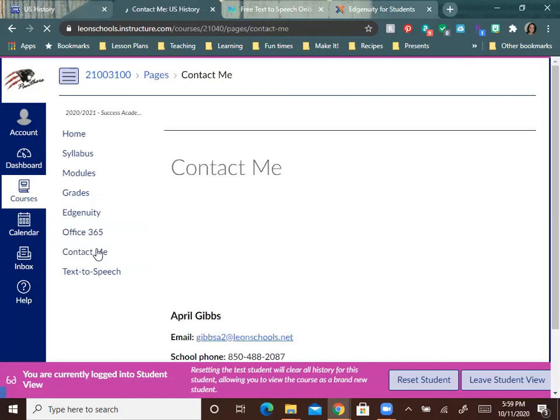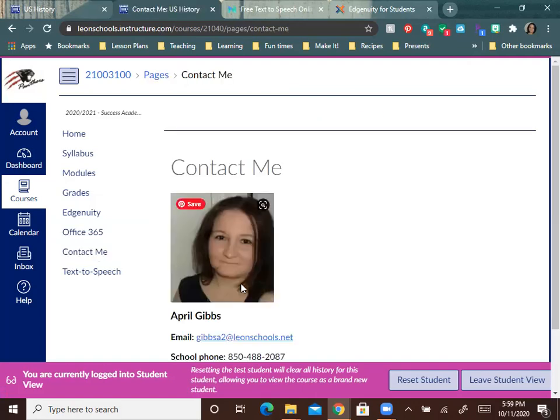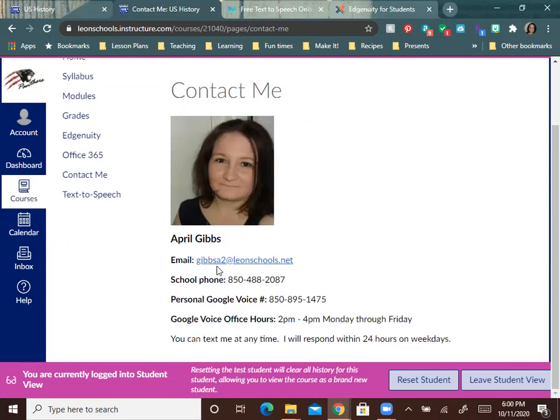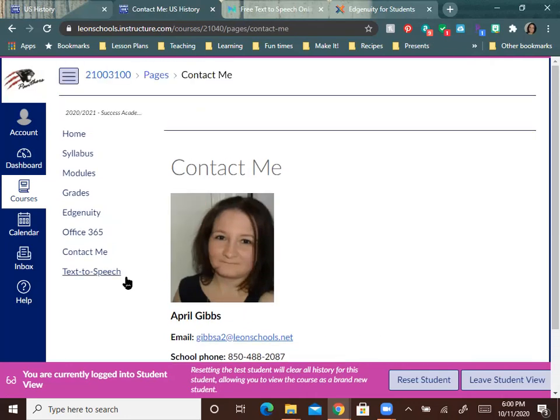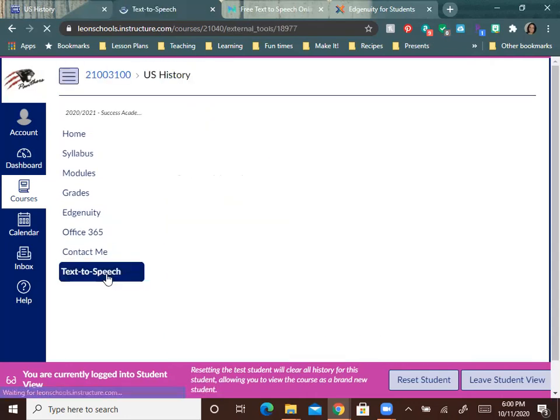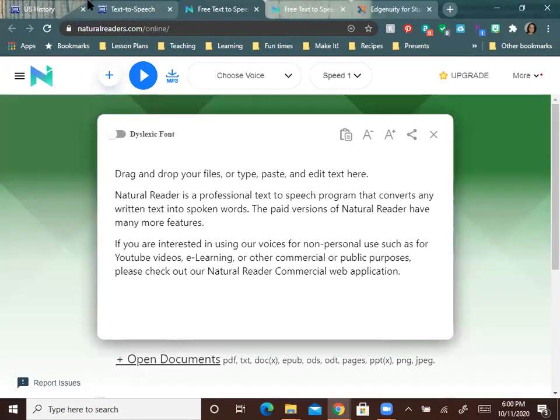This Contact Me button, it shows you what I look like, so that's me. It gives you my email address, the school phone number, my personal Google Voice number. My Google Voice office hours are a little special because I am teaching my digital academy classes during this time. That's why I prefer text, because I can text you back faster than I can make a phone call back to you. And then here's the text-to-speech again. And click and open a new tab, and it's the same thing.